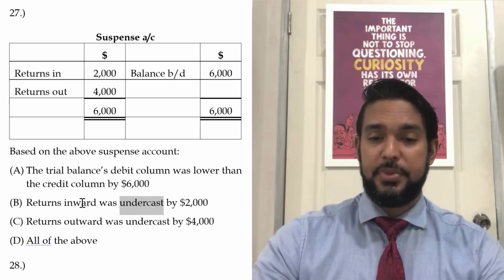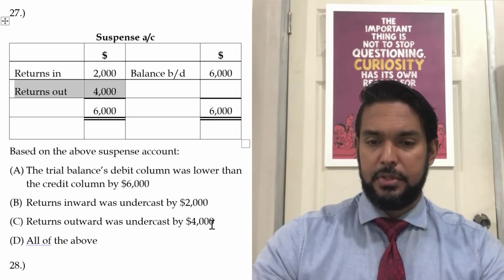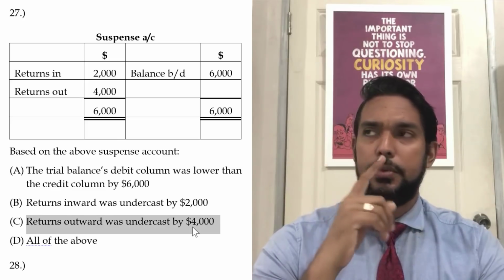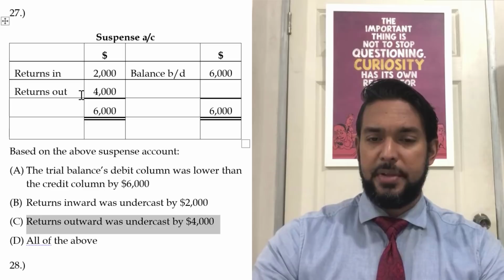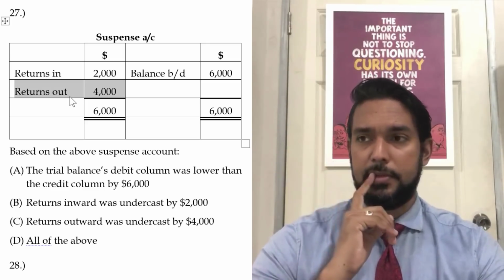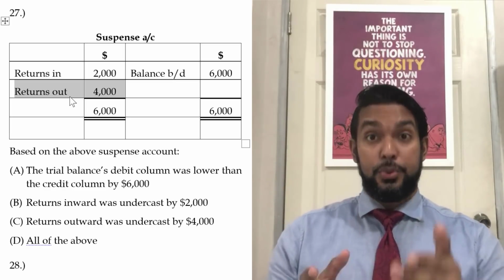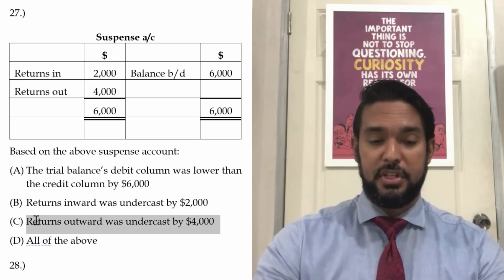So saying that it was undercast here is definitely not correct. And the last one, this is saying returns outward was undercast by 4,000. Returns out is usually credited. Now here, we have a debit entry to suspense that says returns out, which means that if we are debiting here, we're crediting the returns out account, which would increase it. So yeah, returns outward was undercast, and we would want to increase it if it was too low.